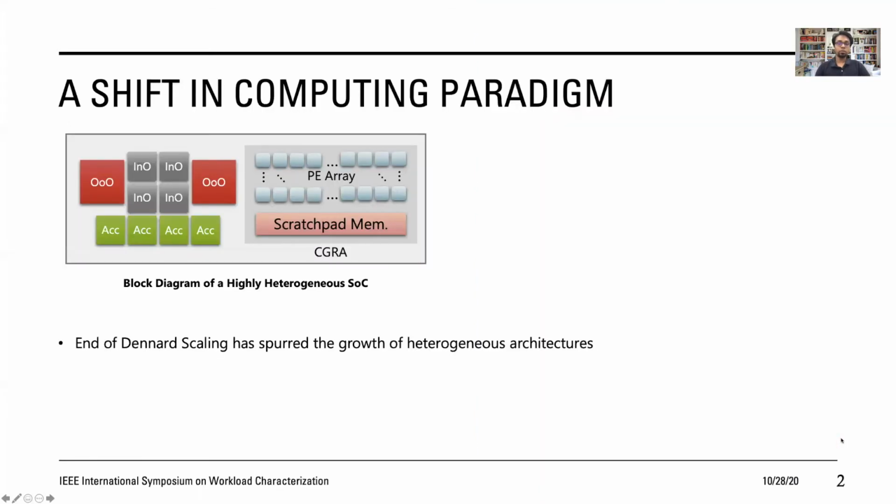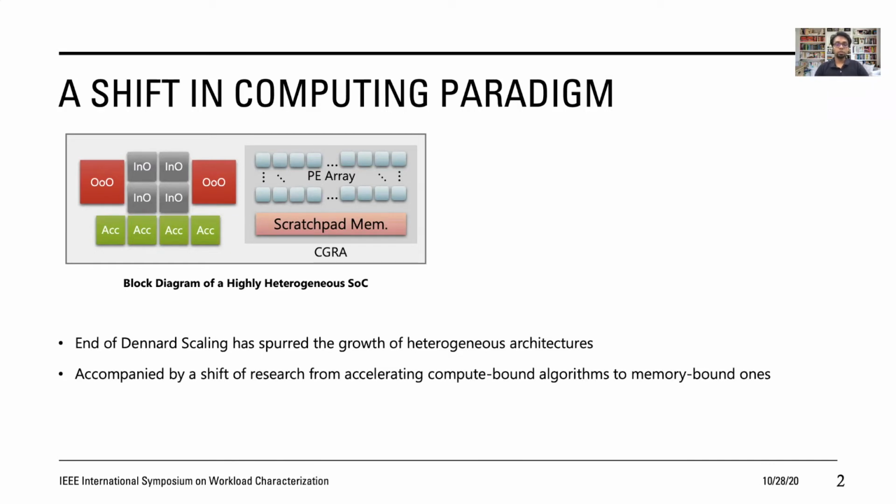As we all are quite familiar with, the end of Dennard scaling and slowdown of Moore's law has spurred the growth of heterogeneous architectures that are composed of different kinds of computing units. Further, the computer architecture community has seen a shift in focus from accelerating compute-bound workloads to memory-bound ones as a consequence of the rise in heterogeneity.